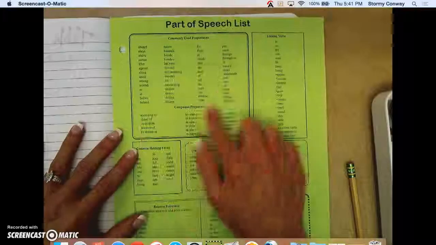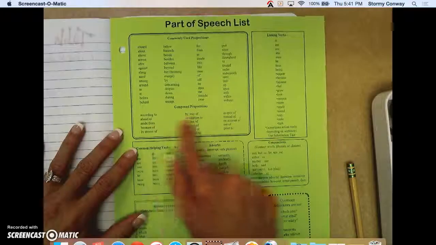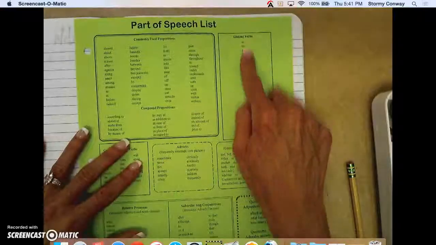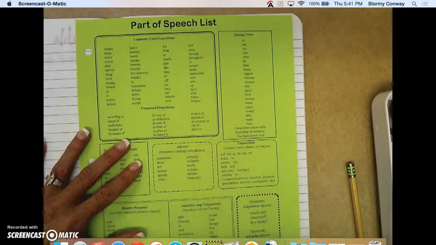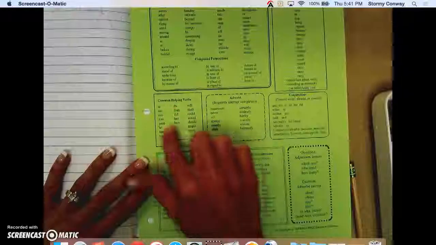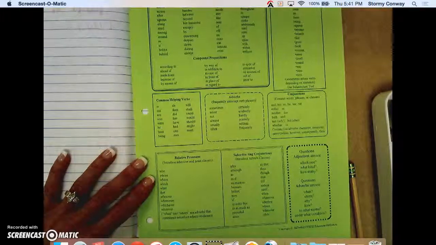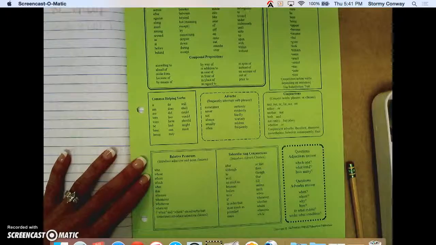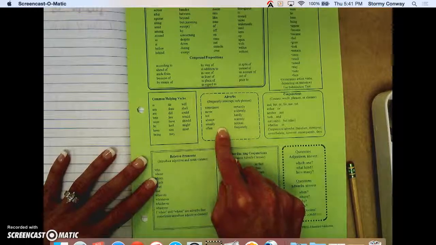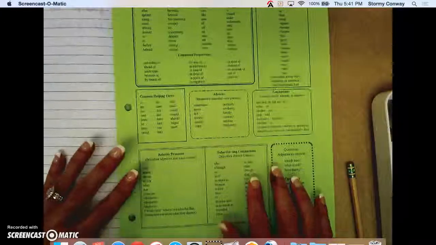If you will look right here, you have commonly used prepositions. You have compound prepositions. Here are your linking verbs, which also can be referred to as state of being verbs sometimes. And here we have some common helping verbs. I believe Mrs. Marshall taught you the common helping words to a song or a little jingle. So make sure you know that. That would help. Here are some adverbs. Again, most adverbs end in ly. Not all of them, though.